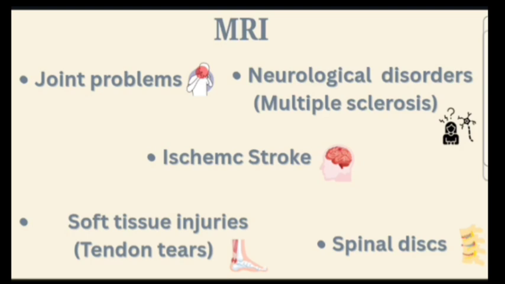It's also essential in neurological disorders, such as MS, where we need to see changes in the brain and spinal cord. MRI is used for stroke diagnosis, especially ischemic strokes. And finally, it's used to evaluate spinal discs in cases of disc herniation or nerve compression.